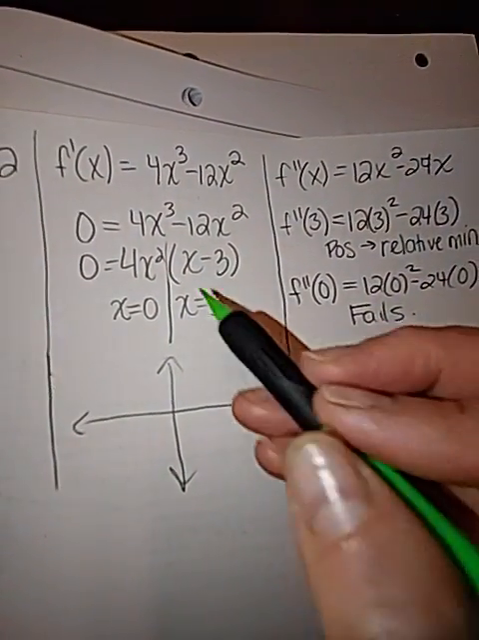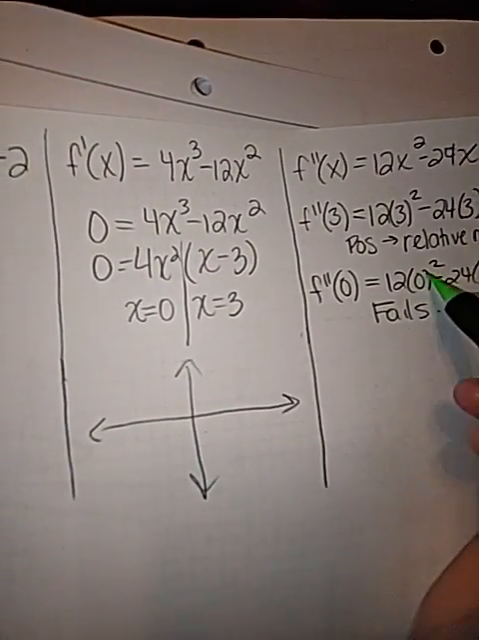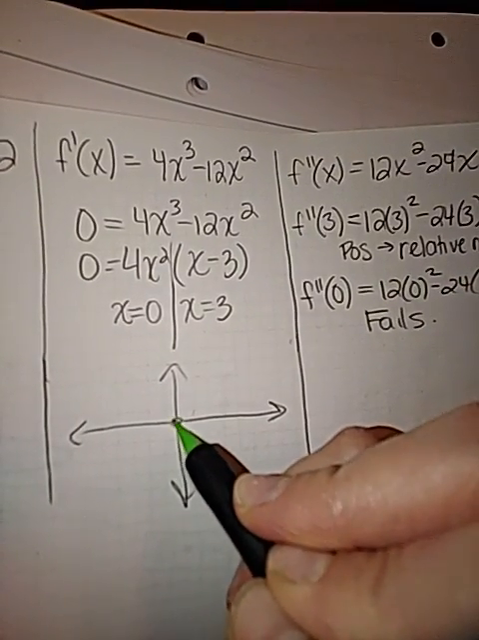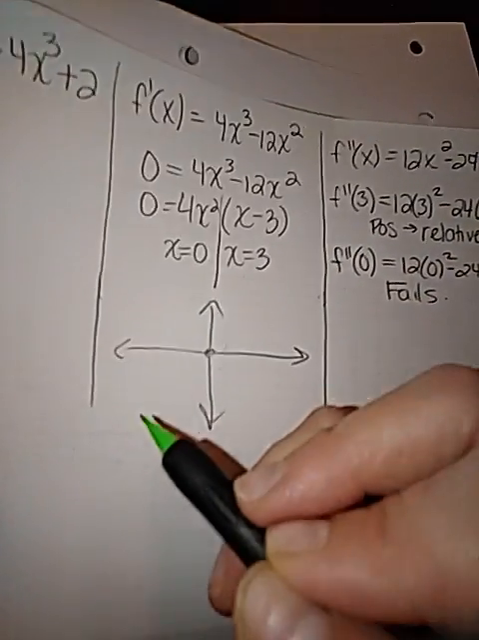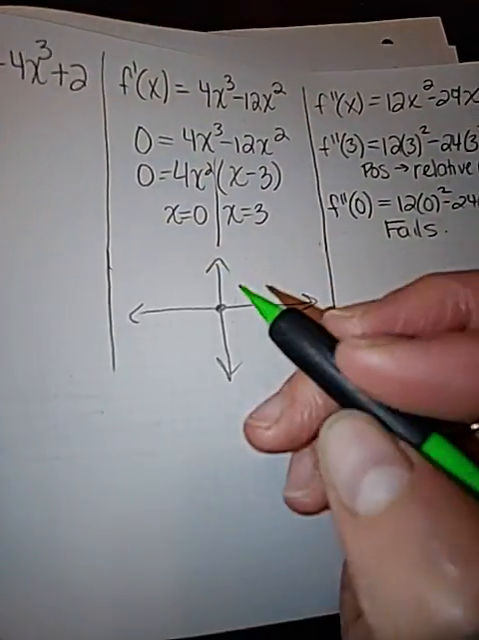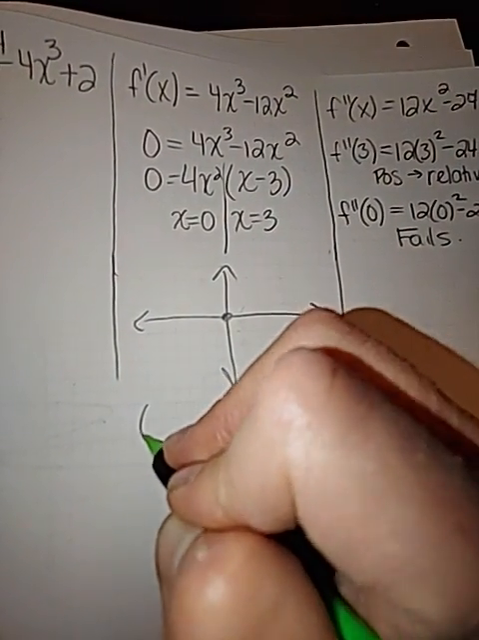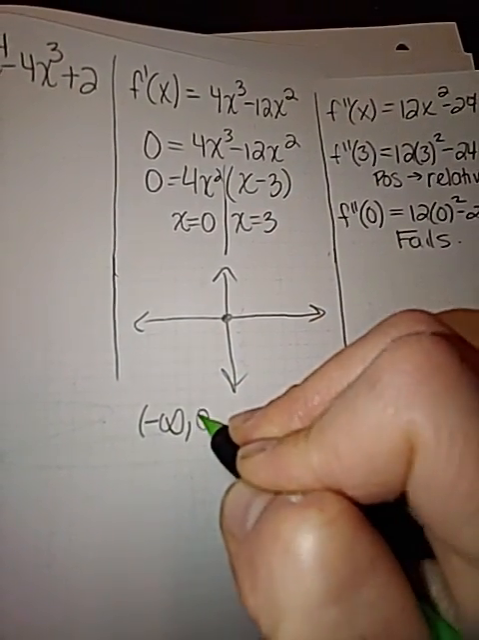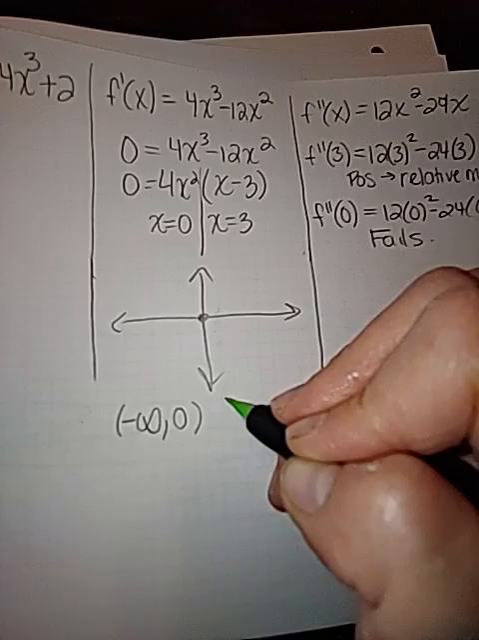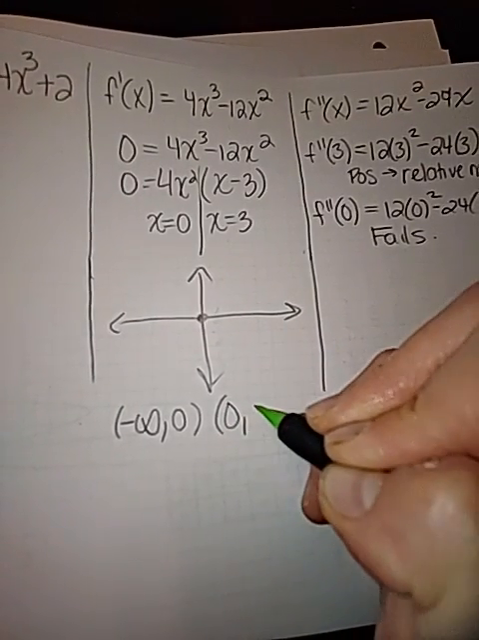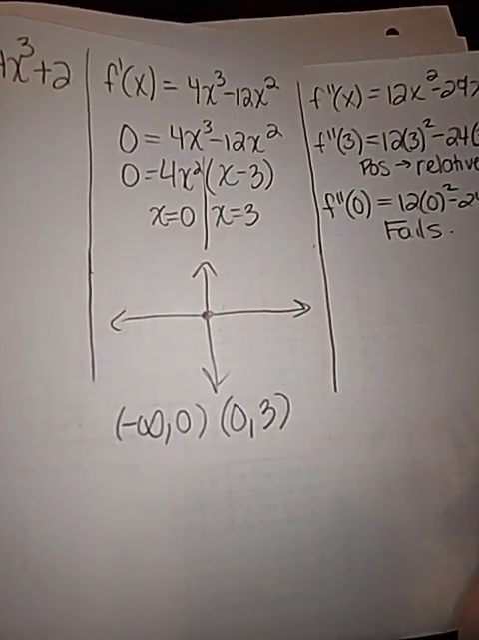So I'm not going to even bother putting 3 on my interval because I already know what 3 is. So I'm going to put 0. And I'm going to test from negative infinity to 0. And I'll test 0 to 3, just so I don't have any confusion.